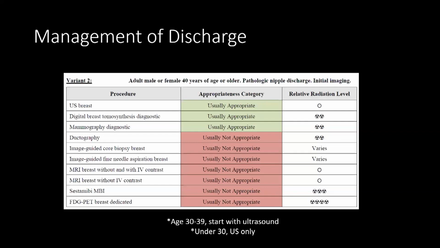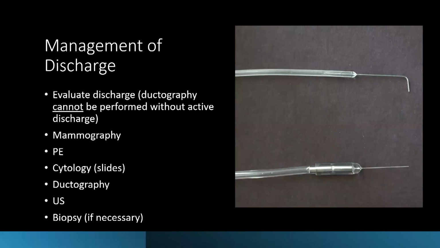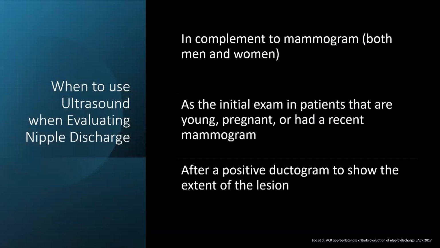We start with ultrasound in these patients if they're in their 30s, and of course under 30, for sure, start with ultrasound. But as we manage discharge, we frequently will do ductography if they have active discharge. If it's new, we'll do a mammogram and a breast exam. We may send slides of the discharge. And ultrasound is definitely a very important tool to make a decision. Ductography may reveal something that we can biopsy.